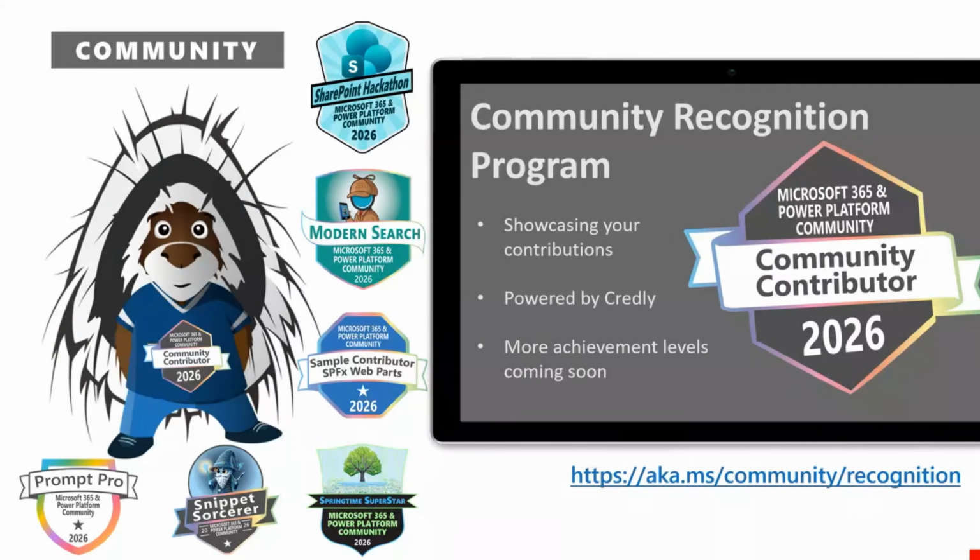So we're back with 2026 versions, some new ones, some fun ones. We're going to have more thematic ones. We're already in the middle of it, springtime has sprung. So it's Springtime Superstar, and of course, the hackathon badge, and even more fun ones to come. So be on the lookout. It's absolutely free at aka.ms/community/recognition. All you've got to do is opt in and we'll track the amazing work you're doing.